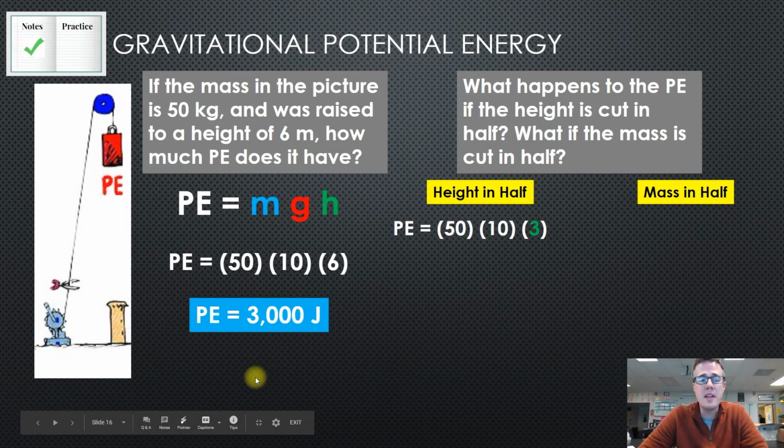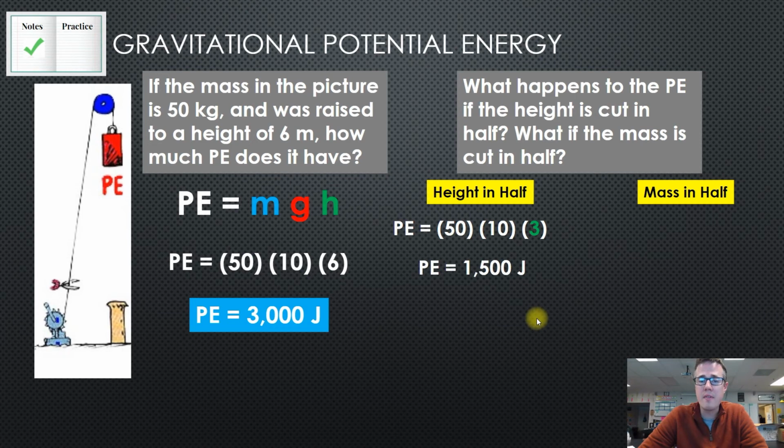So if we're cutting the height in half, instead of 6 for the height, I put in a 3. We multiply 50 times 10 times 3 because it's half the height. And we find out that it's 1,500 joules, which is half of the energy that we had before. So in other words, cutting the height in half cuts the energy in half.